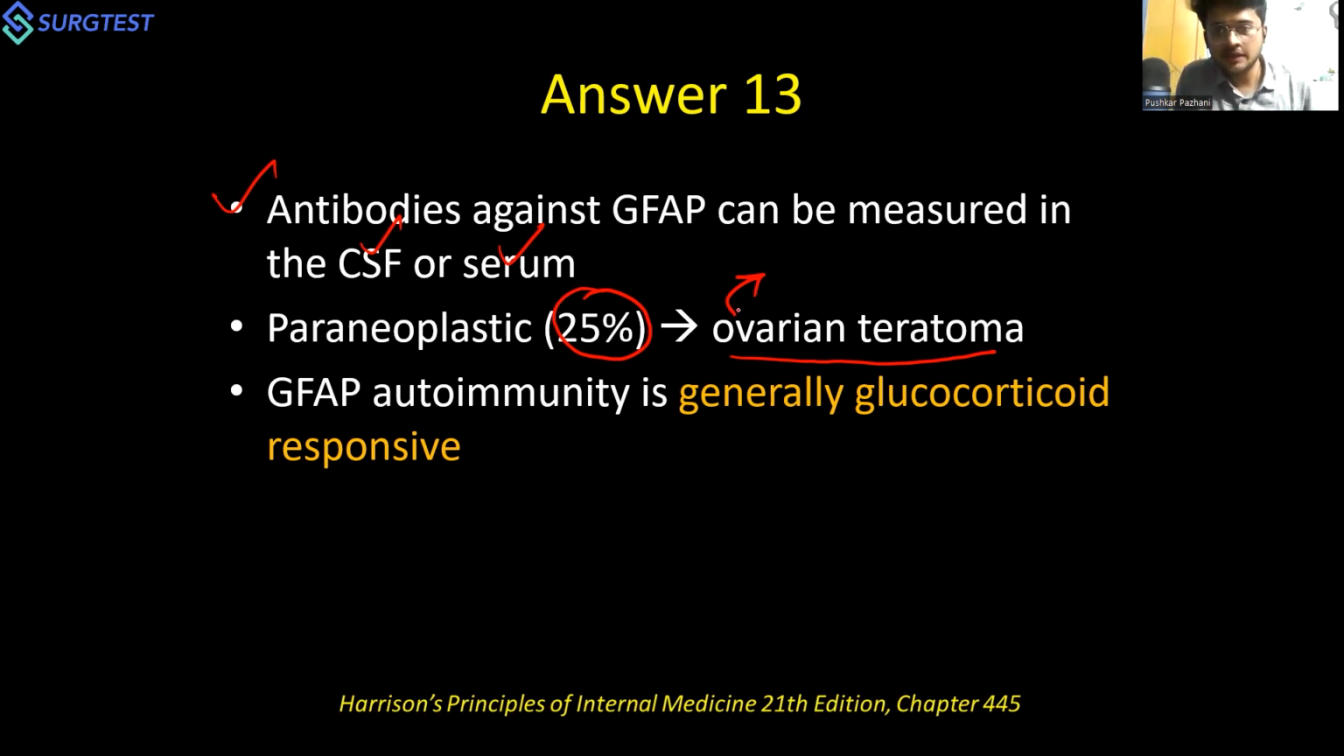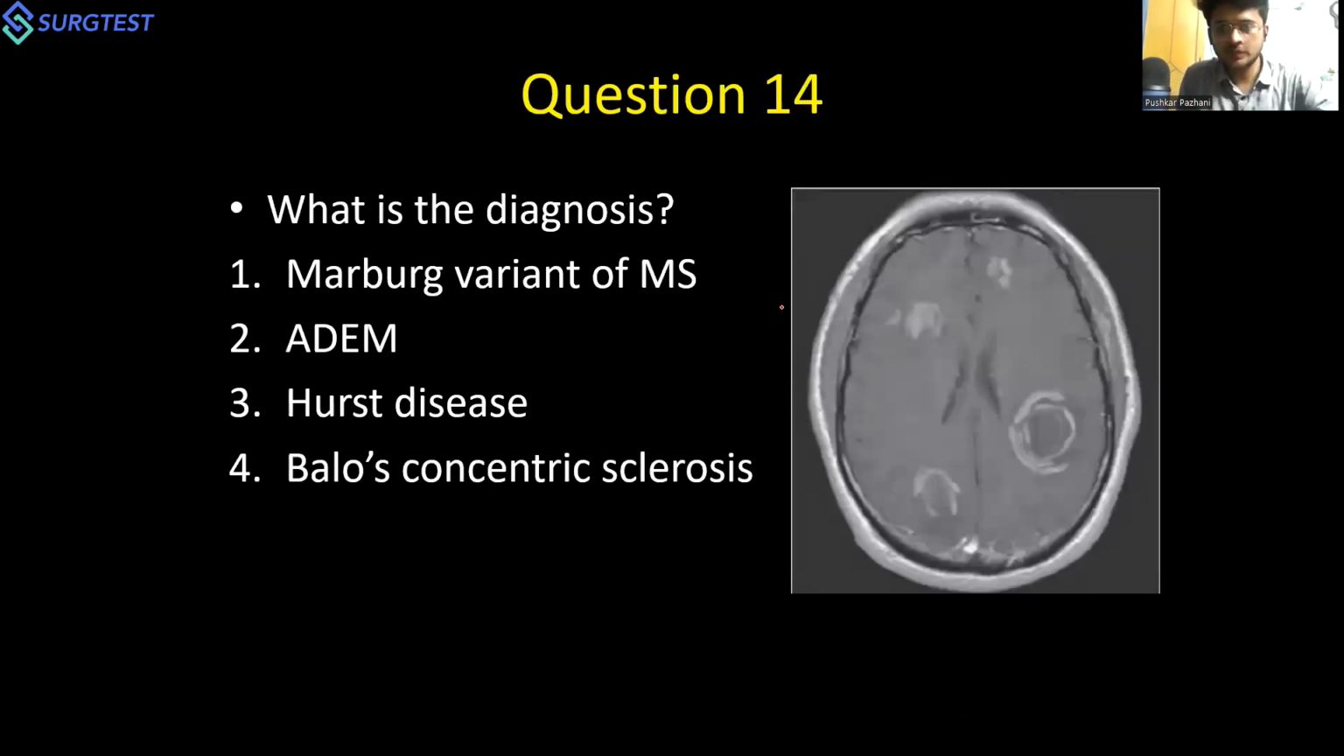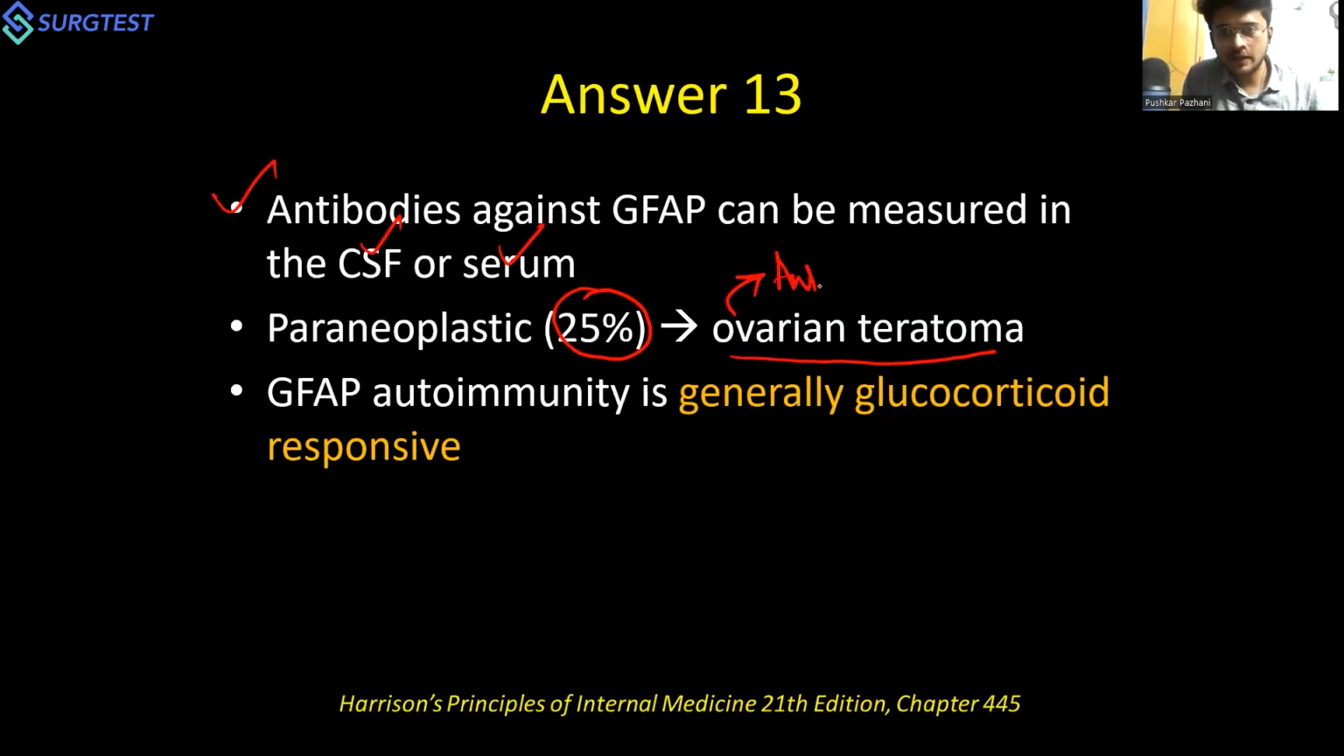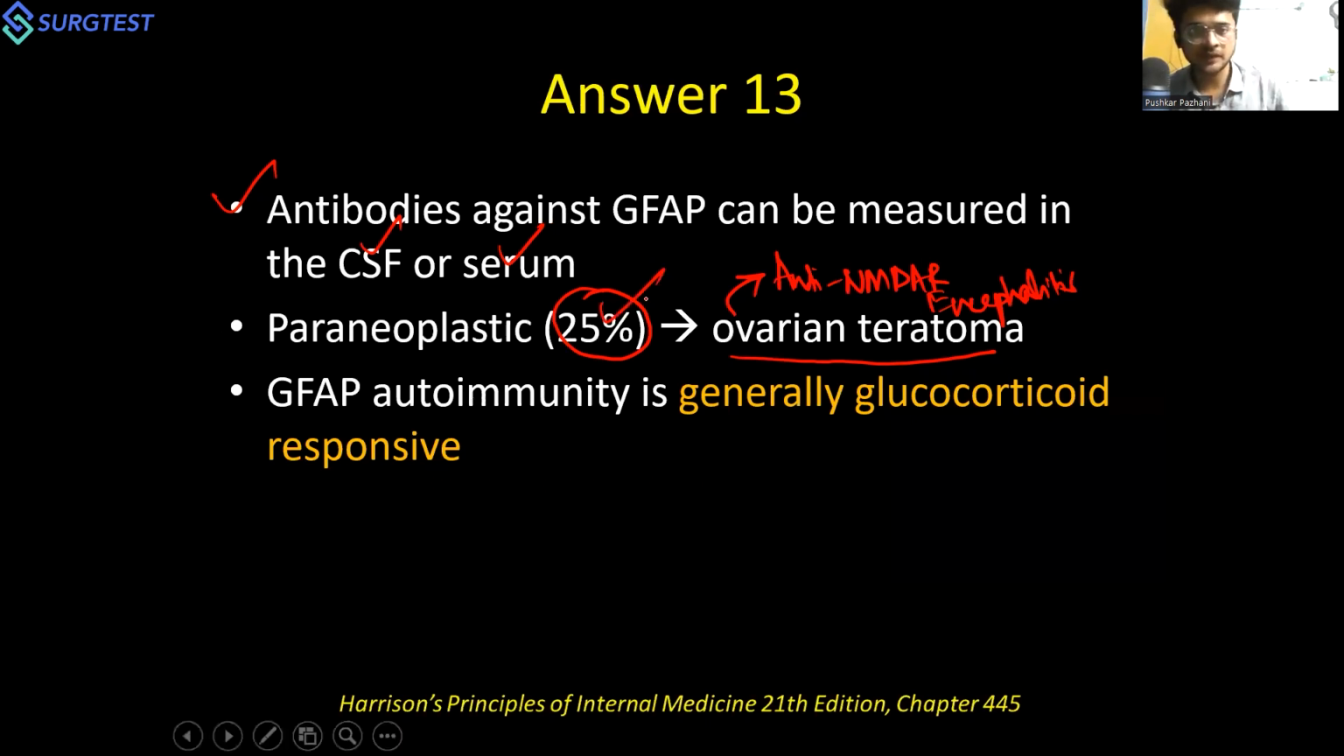So the other neurological disease is actually anti-NMDA receptor encephalitis. Okay, so this is the other neurological disease that is associated with ovarian teratoma. Just don't forget, it's also associated with GFAP encephalitis. Not as strongly so, but it is. And the important part of our question, it is very much glucocorticoid responsive. So we'll go to the next question.